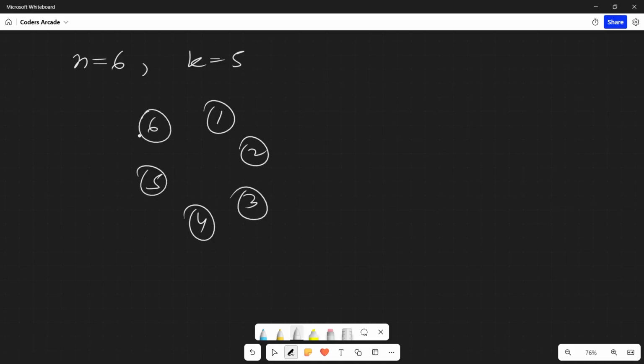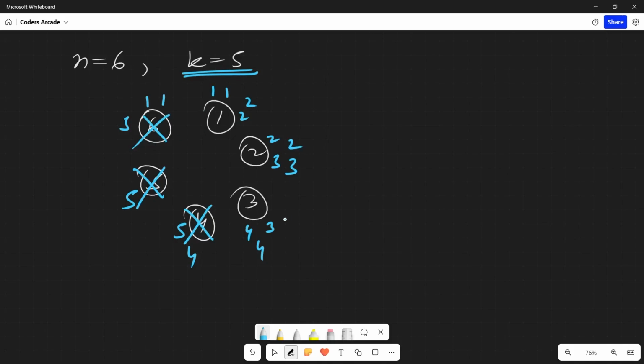Here we have n equal to 6 and we have k equal to 5. Okay, so let's try to write this. 1, 2, 3, 4, 5 and 6. And let's take a different color and say 1, 2, 3, 4, 5. k count is 5 here. Okay, in 5 counts this one is eliminated, then we'll start from here, right? So 1, 2, 3, 4, 5. 4 is gone, so it will start from 6 again. So 1, 2, 3, 4, 5 gone.